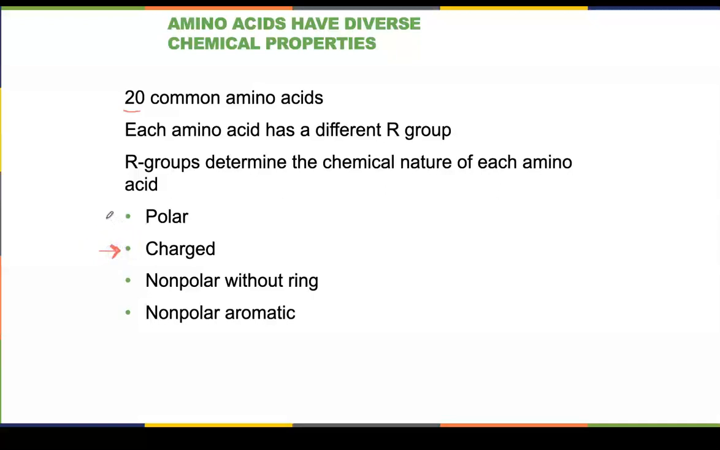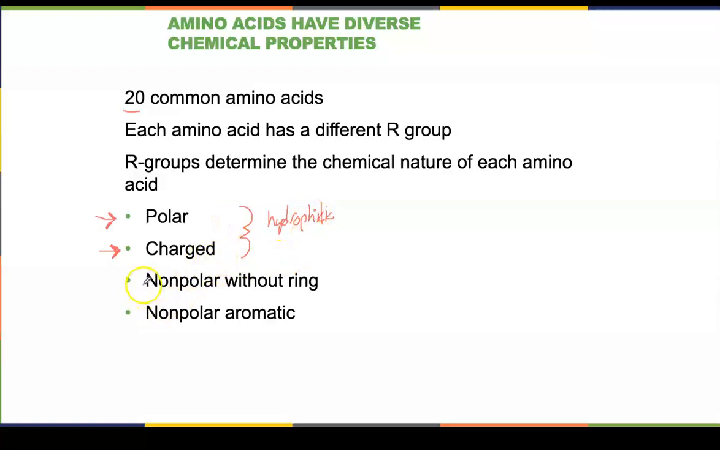A second category is polar R groups. So there's not an absolute charge, but some portions of the R group have a partial positive charge, and some portions have a partial negative charge. For both of these, polar and charged, we know that these characteristics are going to be associated with hydrophilic, or water-attracting, properties. And you should understand from chapter 2 why that is.